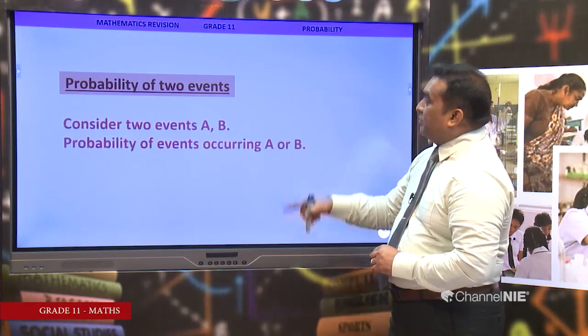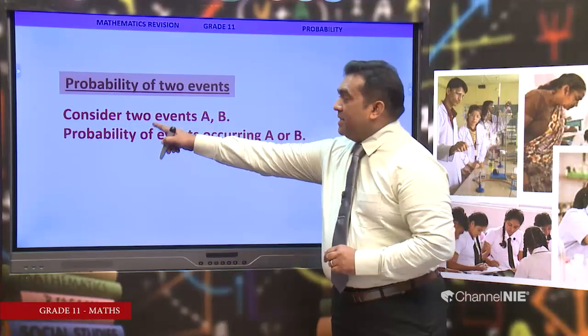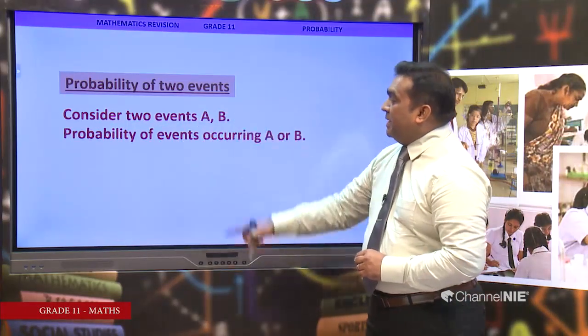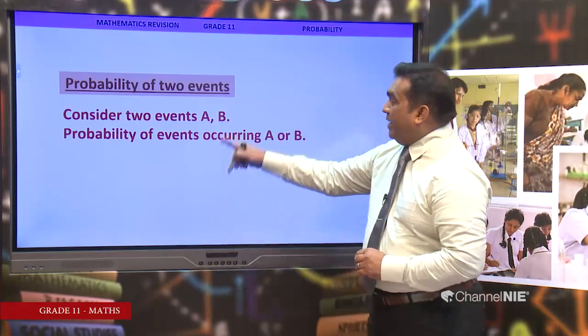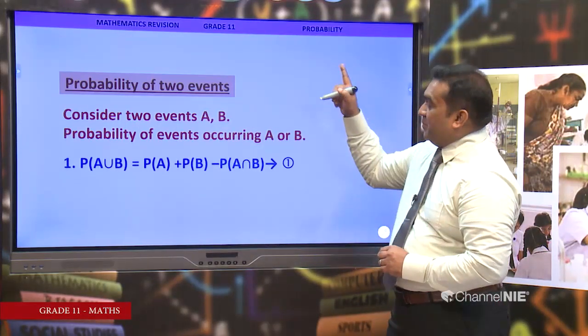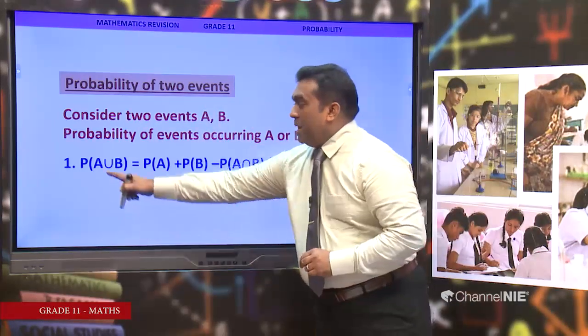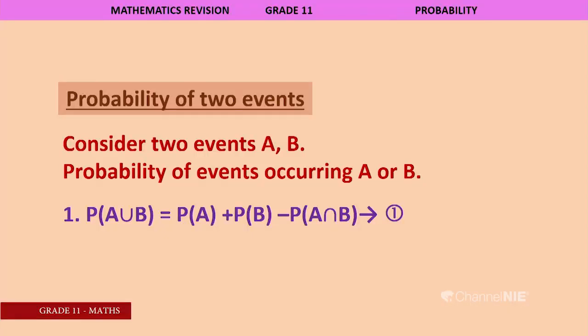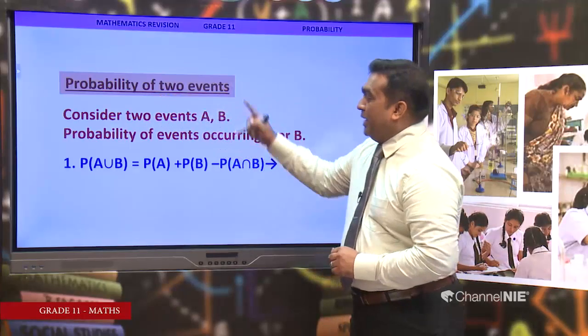Now, probability of two events. Consider two events, capital A and B. The probability of event A or B occurring is defined as P(A union B) equals P(A) plus P(B) minus P(A intersection B). We'll name this as our first equation. This is the probability of two events.